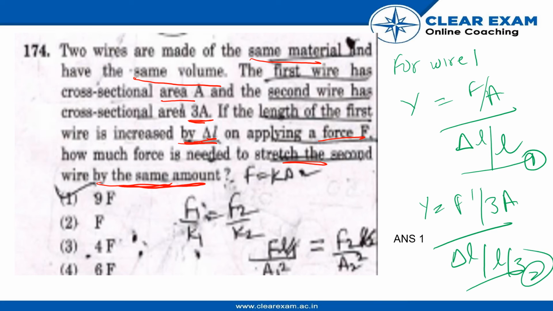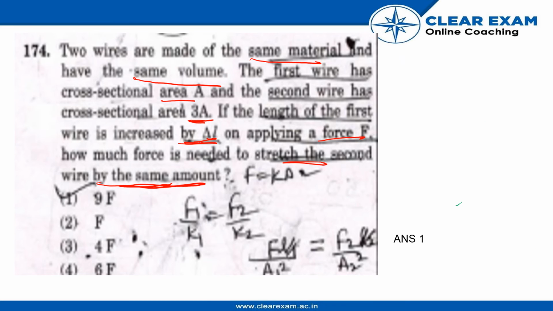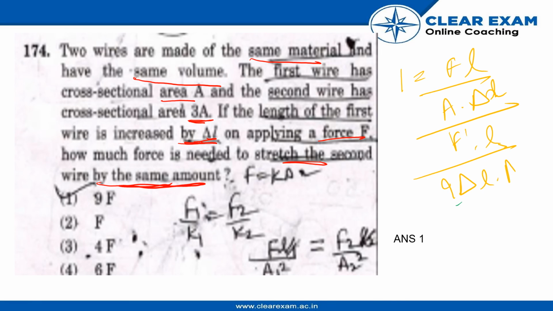Equation number 2. We'll divide both the equations. So if we divide, we get 1 is equal to F L upon A into delta L, divided by F dash into L, that is 9 into delta L into A.